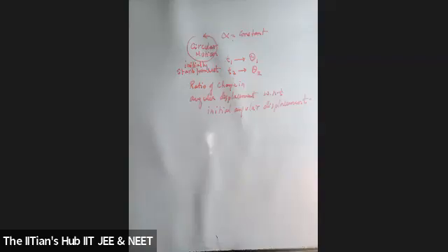A particle is performing circular motion initially at rest. It moves with constant angular acceleration. It covers an angular displacement of θ1 in time t1 and θ2 in time t2. Find out the ratio of change in angular displacement with respect to initial angular displacement.